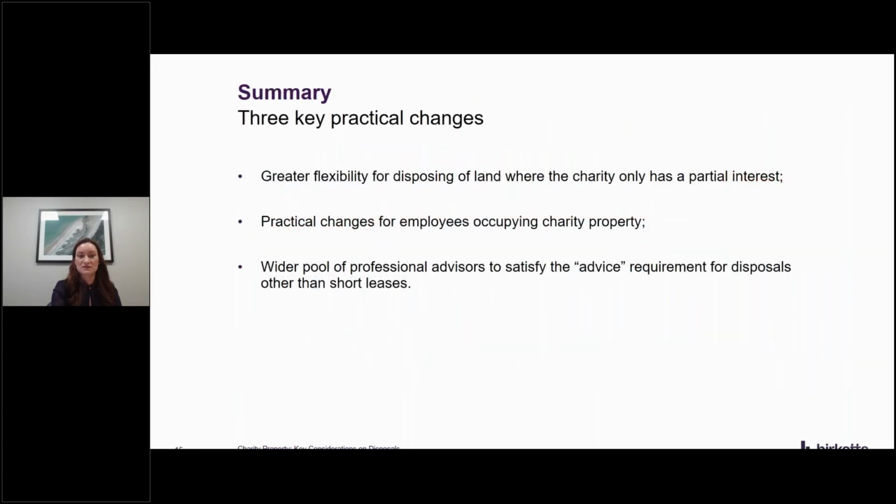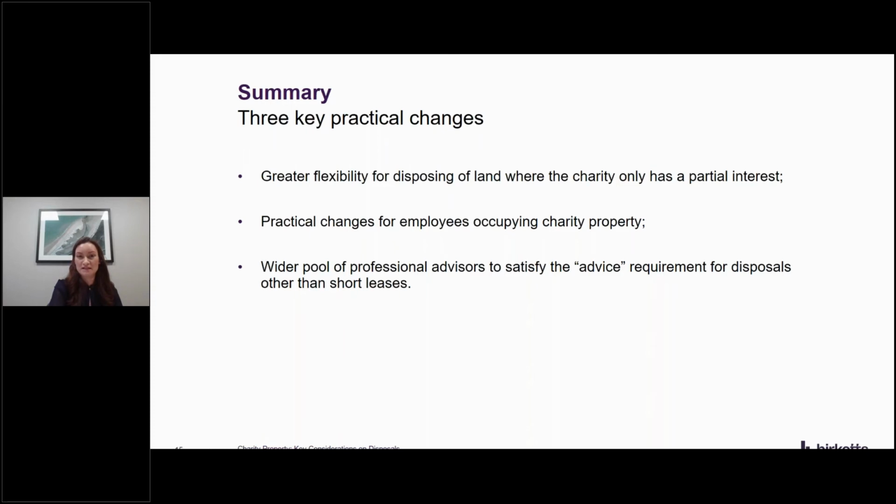So just to summarise then briefly, the three key changes that we've talked about today are the greater flexibility that should come into play for charities disposing of land where they only have a partial interest. Makes things easier for all of the parties involved. If a charity only has a partial interest, they no longer need to go through the process of obtaining consent, although the guidance does suggest that they take appropriate advice if they still think it's necessary to do so.